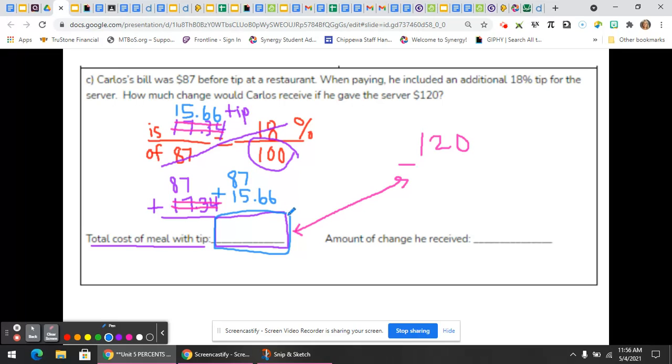So add that up. Now to find the change. So Carlos gave the server $120, subtract the total cost. Okay, I know it ends in 66 cents. That final answer is going to be the change that Carlos received. Okay, and that looks a lot like that amount that I initially had, the 17 something. I'm not going to give it all away.